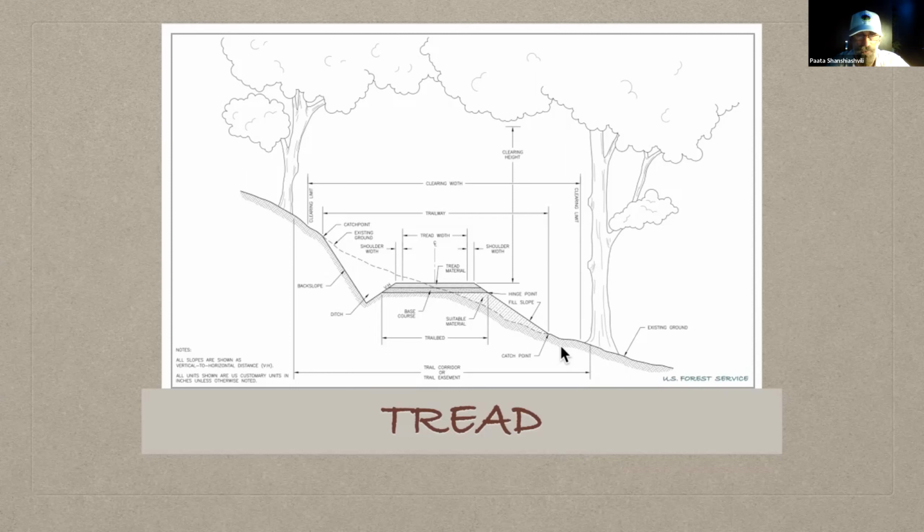This is called an outslope, and outslope is just from the hinge point here out across the trail and down. Generally you want some outslope on your trail to shed water, so the water doesn't collect on your trail. Front and back country again.